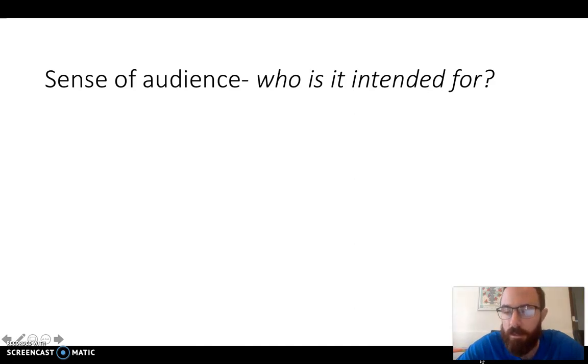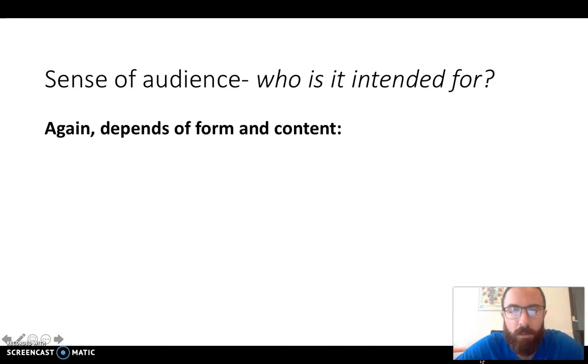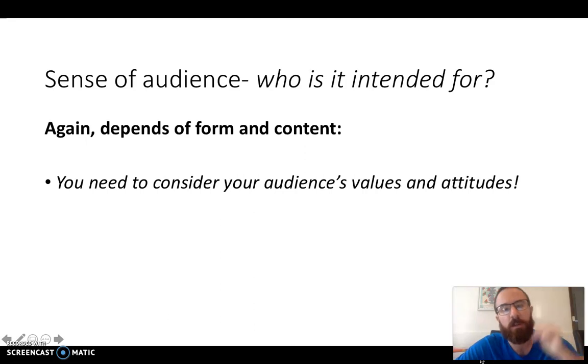Who is this piece intended for? Something we've got to consider first and foremost. It will depend on the form and the content. The audience will dictate that, so you need to consider the audience's values and attitudes. I think this is particularly important when you're doing persuasive writing.